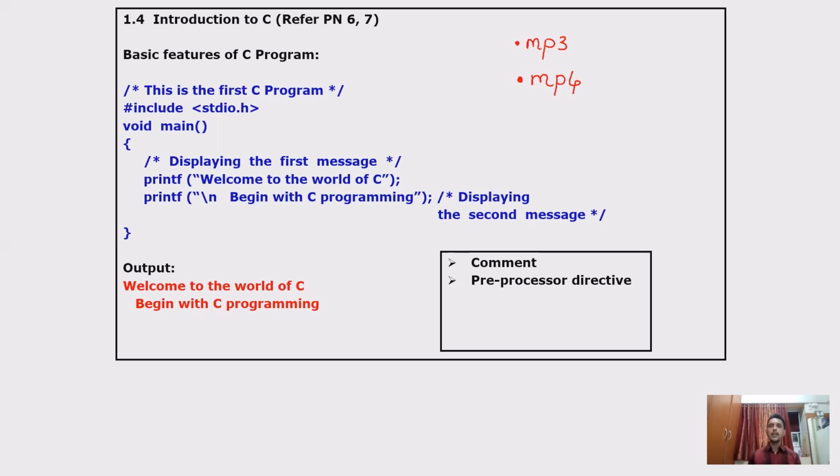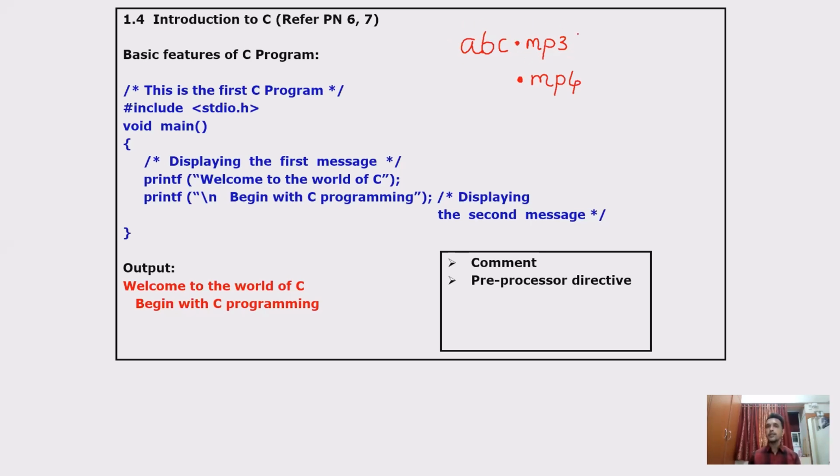So every file will have a first name and an extension separated by a dot. For example, you may have a song whose name could be something like abc.mp3. So this abc is the first name and mp3 is the extension. Now the first name can be anything over here, but if it is a song, the extension will be mp3.